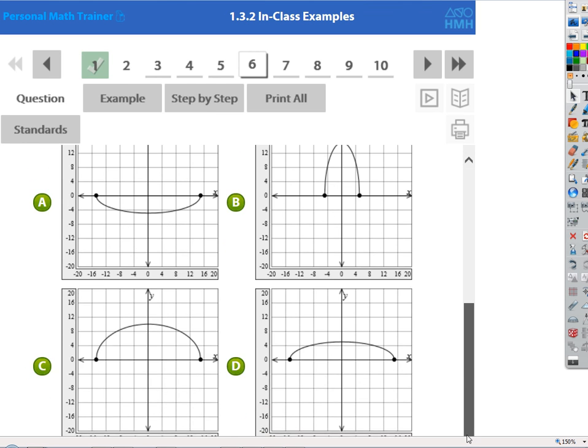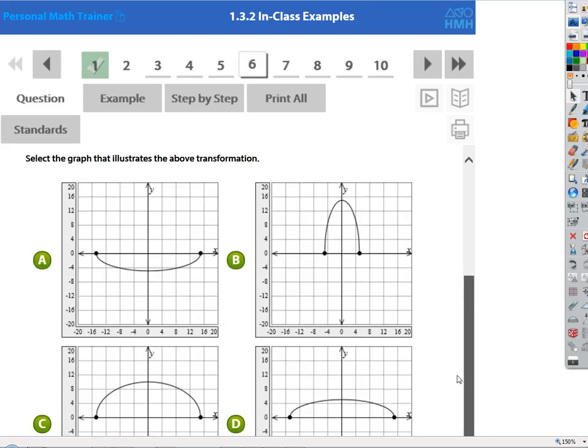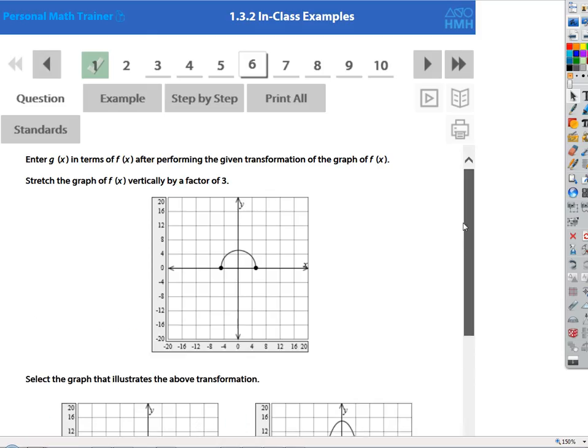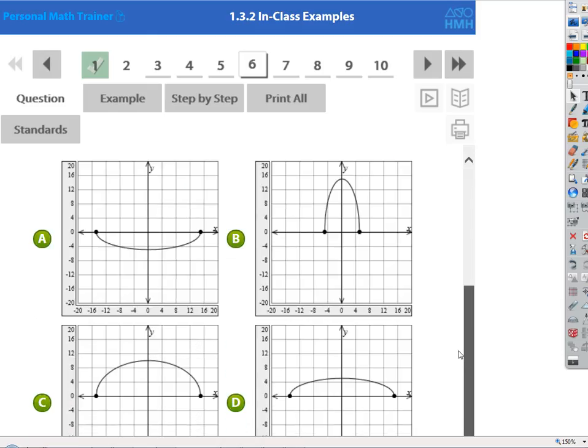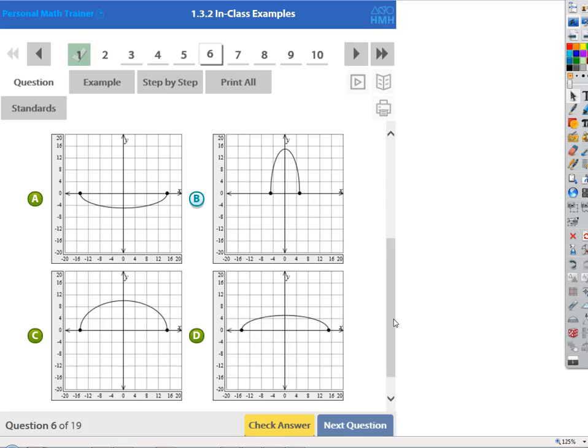Our choices aren't so obvious. Well, maybe they are in this case. Okay, they started at, yeah. So which one is it? B. It's B. Okay, so that one is pretty obvious. I'll grant you that.